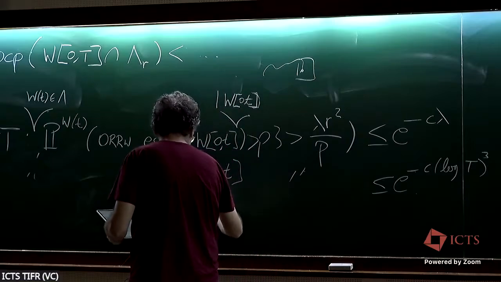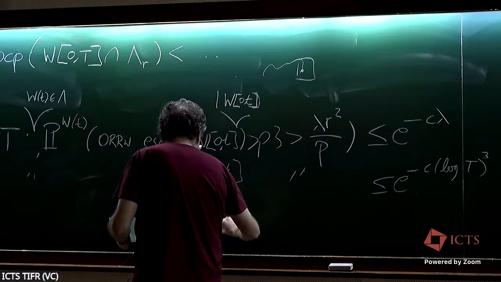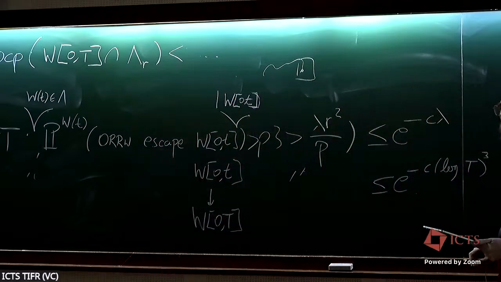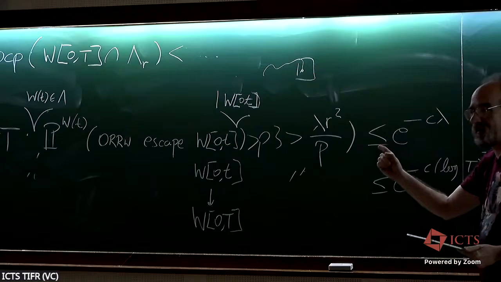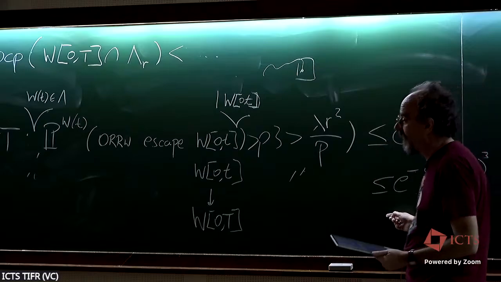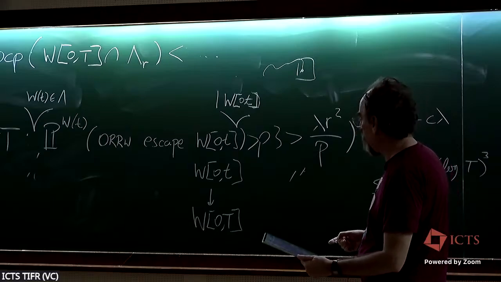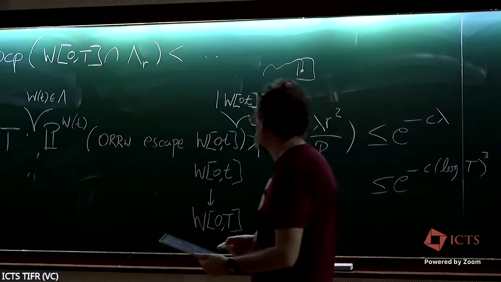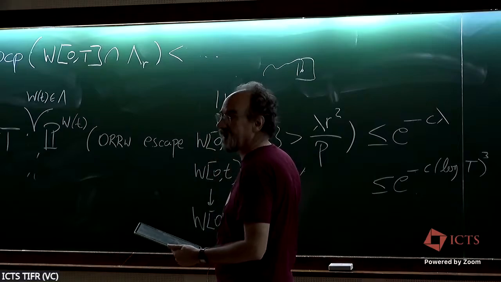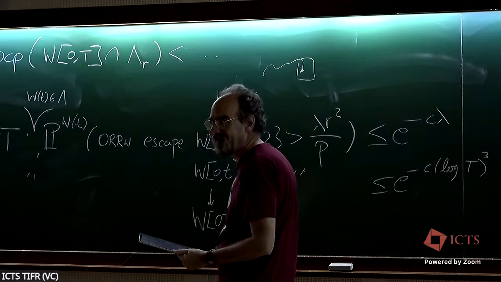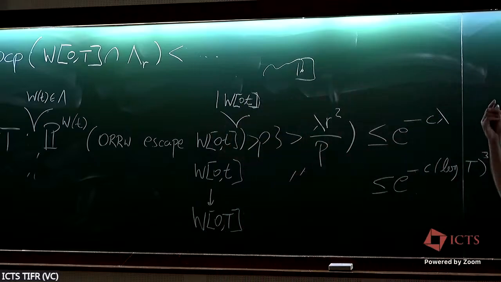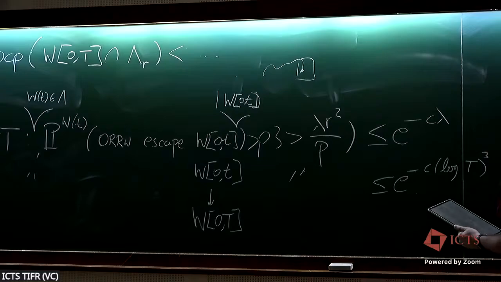then I can replace this with the walk until the end, because that just decreases the probability. If it can't escape this, it certainly cannot escape an even bigger set. And now you sum over all p's.